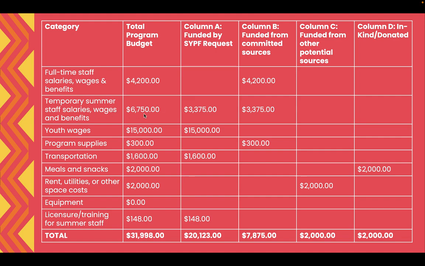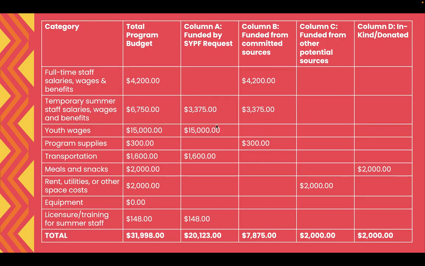Now, we've got temporary summer staff, and it looks like here they're going to break down that cost with a little bit of a request to Summer Youth Program Fund, but they found some other source of funding. Maybe those are program fees or their annual operating budget that they're going to use to pay for those temporary staff. So as you can see, you can break down a line item across multiple sources of funding, or you can just have one source of funding.